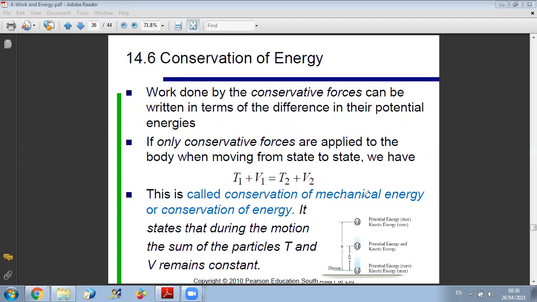So this is called the conservation of mechanical energy or conservation of energy. And it states that during the motion, the sum of the particle kinetic energy and potential energy will remain constant. Okay? Because we don't have any source of losses. Because when a force is conservative, this means that I will not have losses. Since the work is independent of the path, it will be the same when I go from one position to the other. So if I go from one position and I go back to this position, then my energy will remain the same. So this means that my energy is conserved.